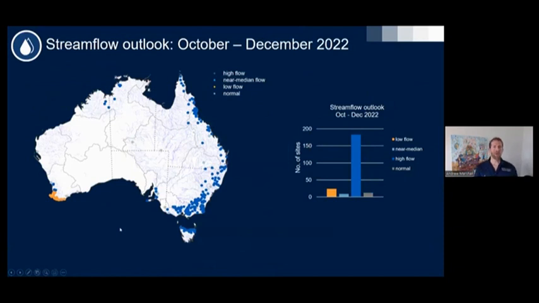And just looking at the streamflow outlook, it is showing that generally over the country, except for southwest WA, we're seeing high flows at the moment. This is a combination of the above average soil moisture and the above average rainfall in the outlooks. So just reinforcing that flooding will be a key risk over the coming months. These streamflow outlooks are all showing us high flows for the next few months.